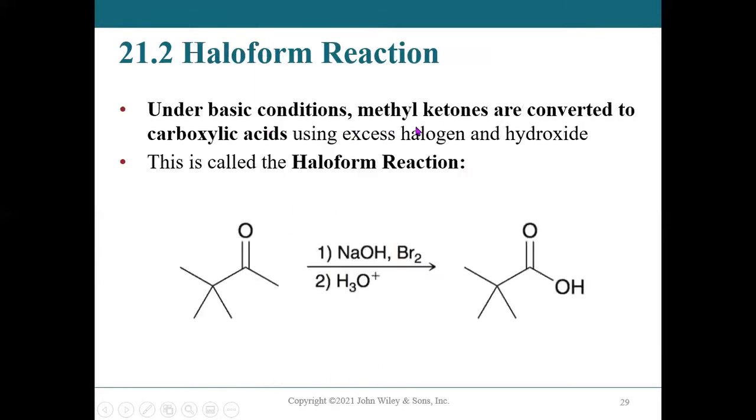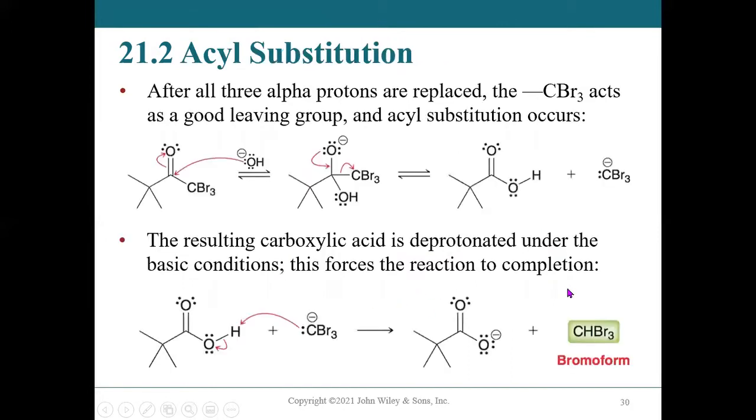On the basic condition, methyl ketones are converted to carboxylic acids using excess halogen and hydroxide. This is called the haloform reaction. So there are two steps. The first step is the basic condition with Br2, so the carbon will become completely connected to 3 Br, then that will become a good leaving group replaced by OH.